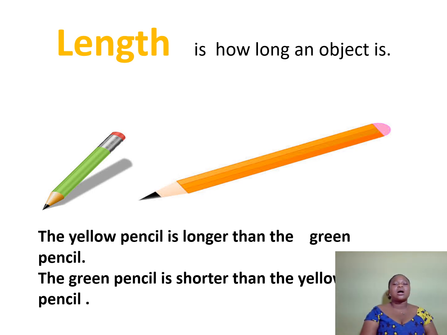The length is how long an object is. So which one is long? Alright, so the yellow pencil is longer than the green pencil. Is that true? Yes. The yellow pencil is longer than the green pencil. So therefore, the green pencil is shorter than the yellow pencil. Is that correct? Yes. Length is how long an object is. And we realize that on the screen we have two objects and the yellow pencil is longer than the green pencil. So the green pencil is shorter. Okay?